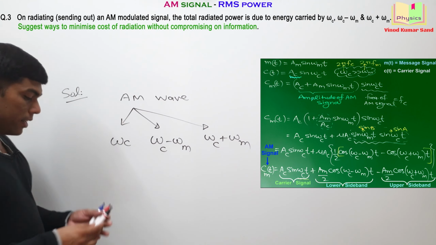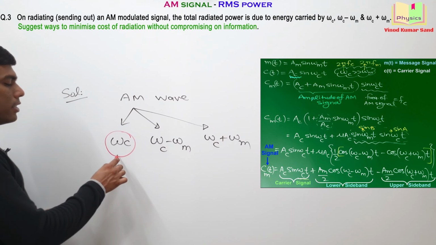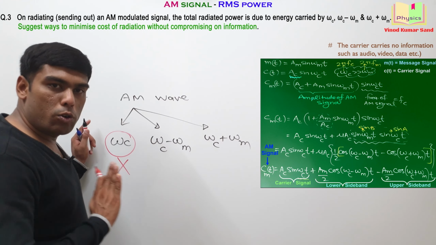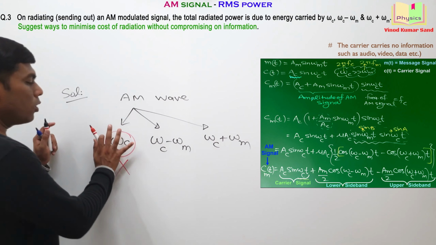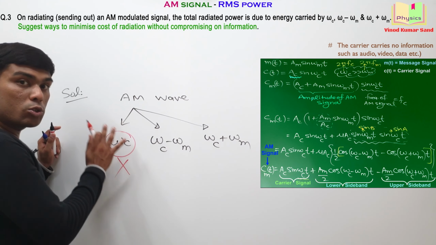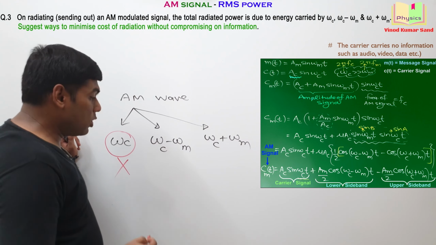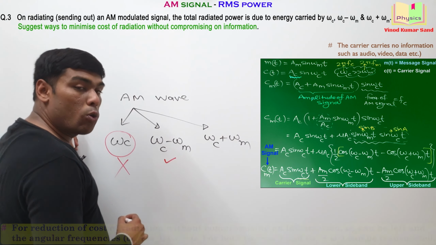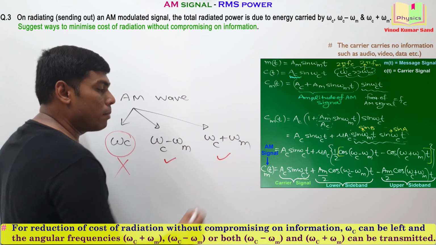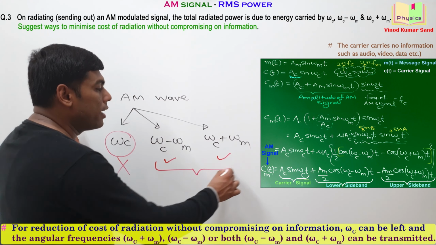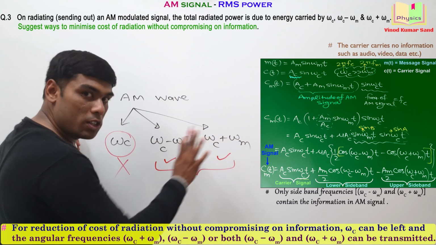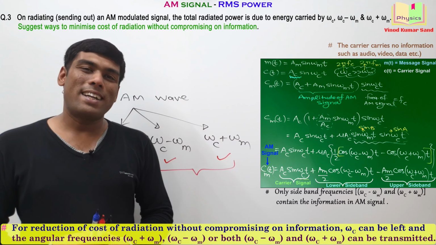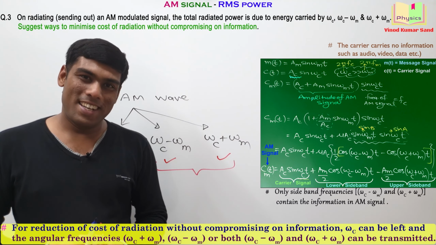Do you agree? This carrier carries no information, no audio signal, no video signal, no data. So we should not send it. To maximize the power efficiency, we should send the lower side band or the upper side band or both. Actually, these two contain the message. Got it? Now you'll be getting a checkpoint and later on its answer.